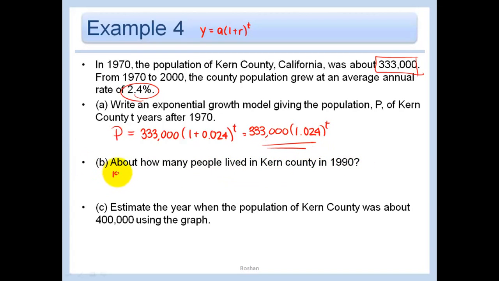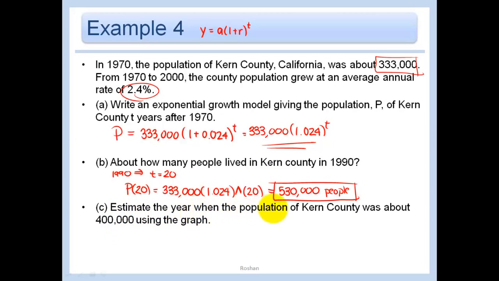About how many people lived in Kern County in 1990? Well, 1990 means that t is equal to 20, because remember, t is just years since 1970, and that would be 20 years after. And so we can just do P of 20, P after 20 years. And you can use your calculator to do this. Remember, to make the power, just use that little symbol like that, and we should get 530,000 people. Don't forget your units here.